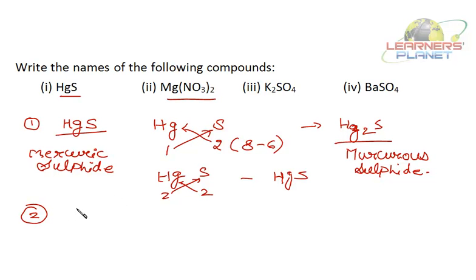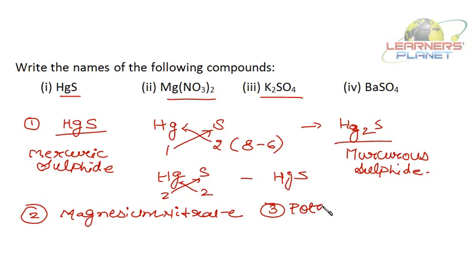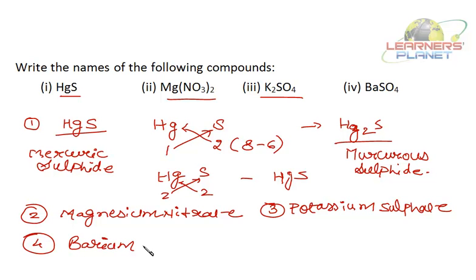Now next is Mg(NO3)2. So Mg is for magnesium and NO3 is for nitrate. So magnesium nitrate, right? Then the next compound is K2SO4. What is the name of this compound? K is the symbol of potassium and SO4 is the symbol of sulfate, right? Likewise BaSO4, Ba is the symbol of barium and SO4 is the symbol of sulfate.